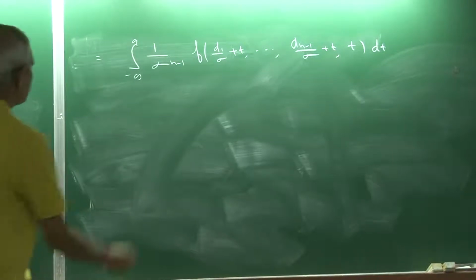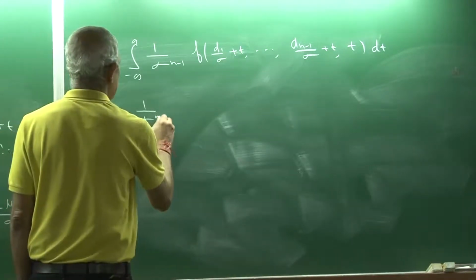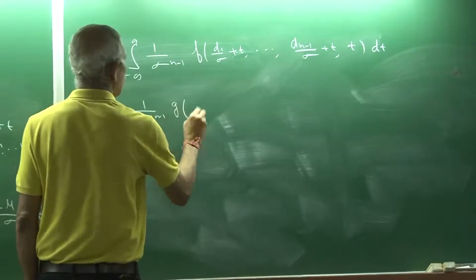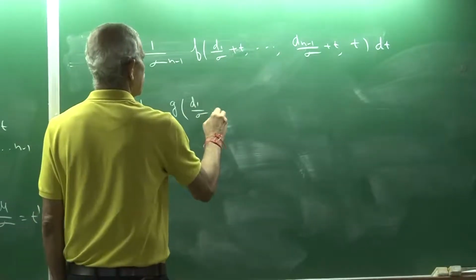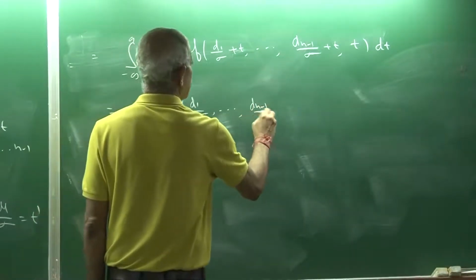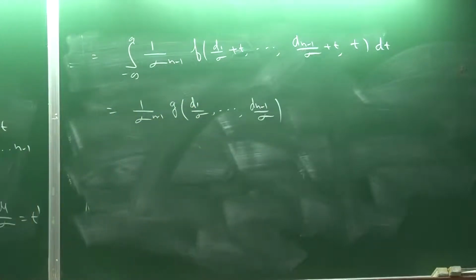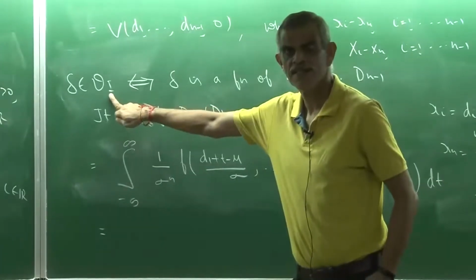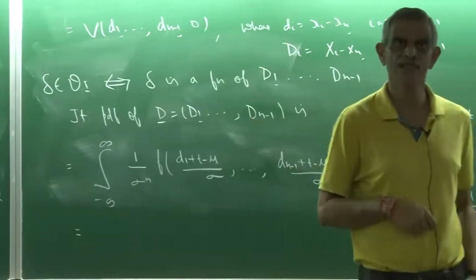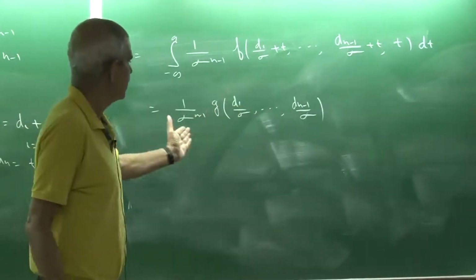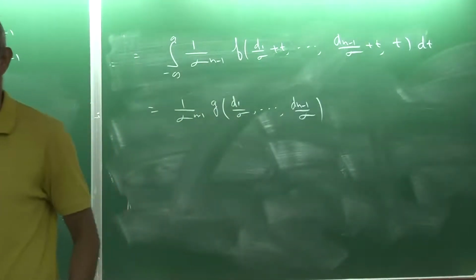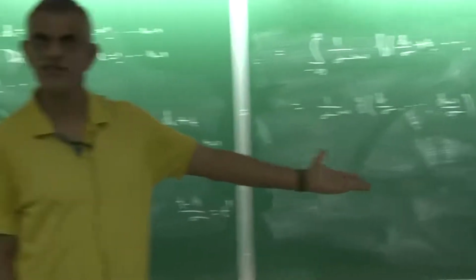Now, this can be written as 1 by sigma to power n minus 1 g of d1 by sigma, because it depends on d1 only through d1 by sigma, dn minus 1 by sigma. So, a very interesting thing. What you observe is any invariant estimator of sigma to power r is a function of d1, d2, dn minus 1, and d1, d2, dn minus 1 has this structure, which is the same as a scale model.